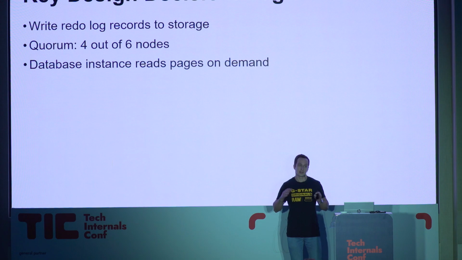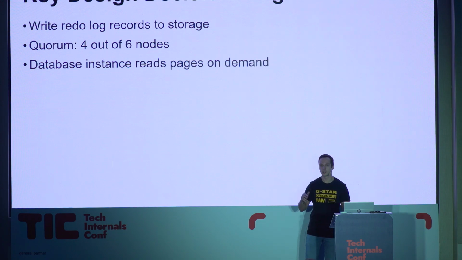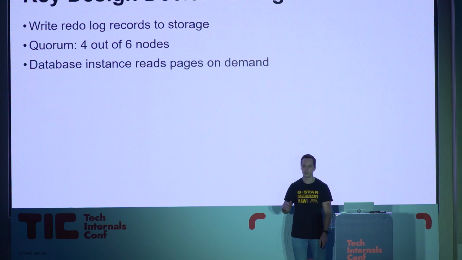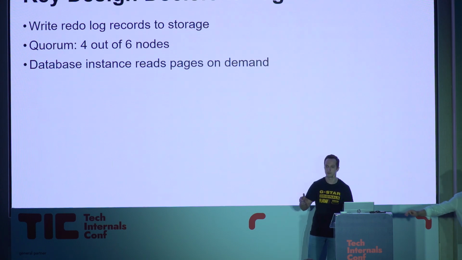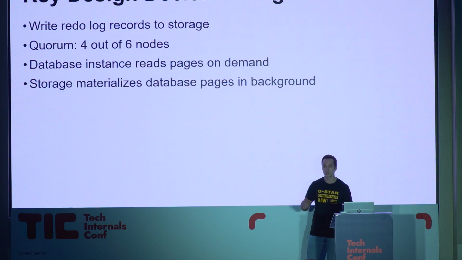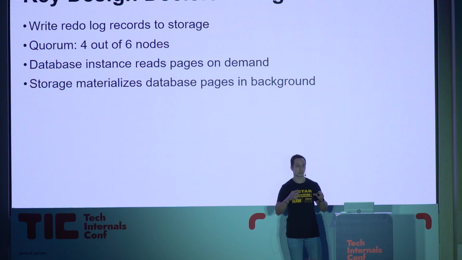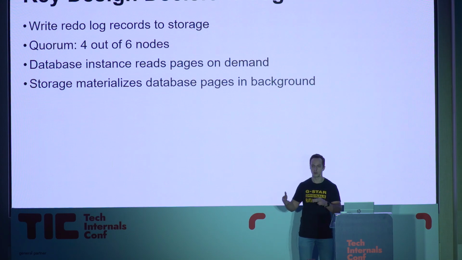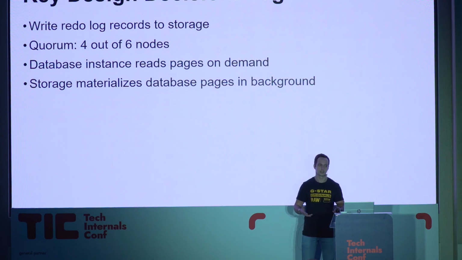So then, how does it work in the opposite direction? The database actually reads the pages from the storage. And you see the difference: it writes the log records, but reads the data pages. So what happens in the background is that the storage layer, Grover, actually materializes data pages from the redo log records. So basically, it has a process which is similar to the one inside the database.